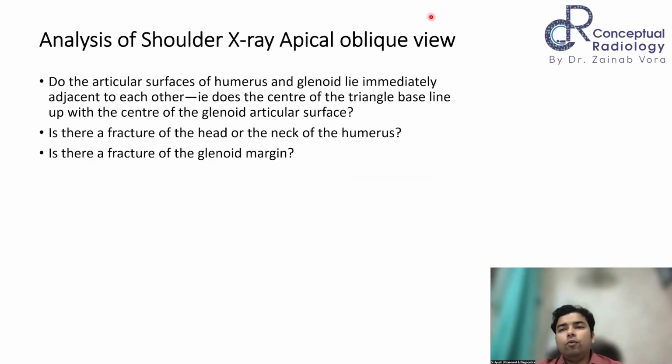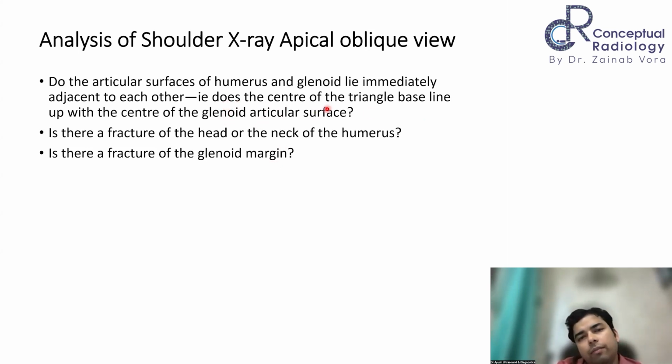Then in the second view, say if we are using the apical oblique view, which is actually a very, very good view, then in that view, the way the analysis should be done is, do the articular surfaces of humerus and glenoid lie immediately adjacent to each other? What we do in this case is we draw, I'll show you the image. I'll just read it up and then I'll show you the image.